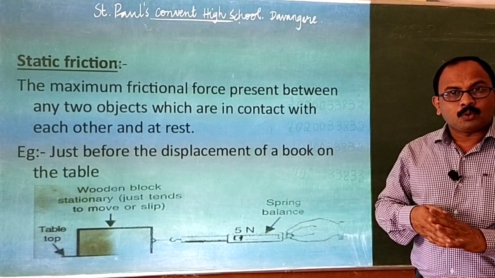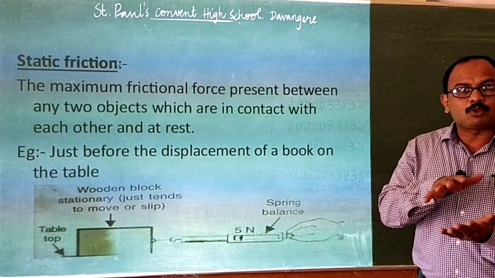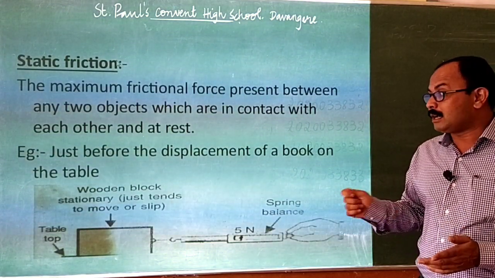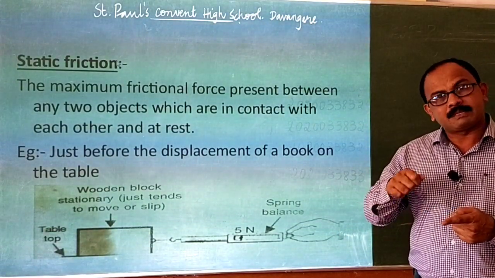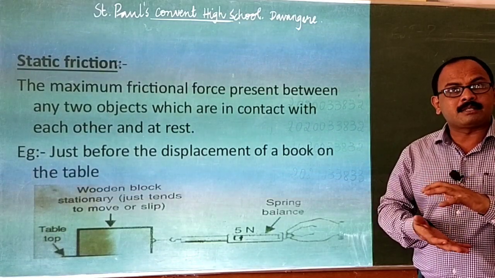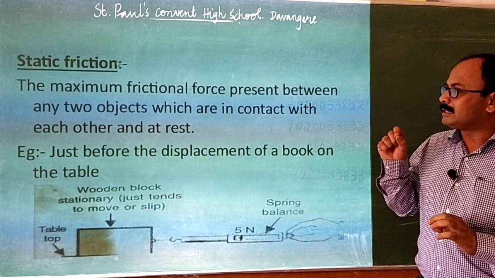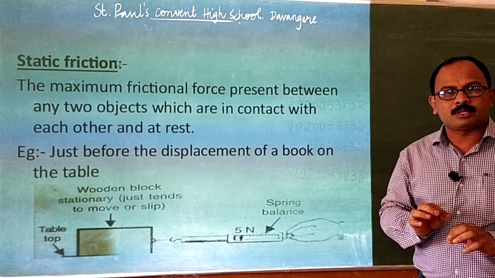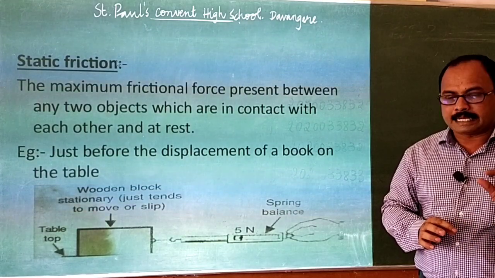Therefore, the maximum frictional force exists between the two objects when they are at rest, not in motion. When they are in motion, the force of friction becomes less. When they are at rest, the force of friction becomes more. Therefore, in simple terms, the maximum frictional force is present between the two objects when they are at rest.